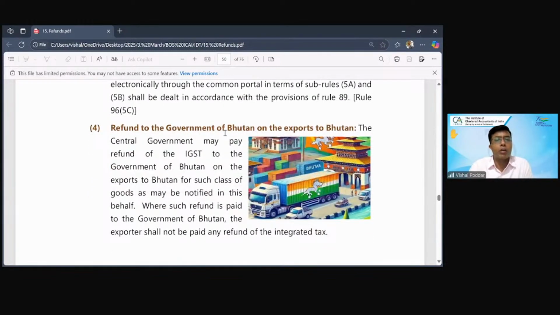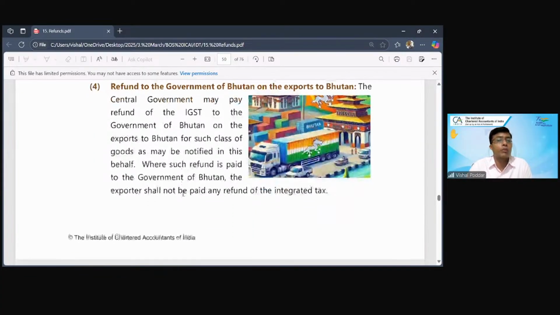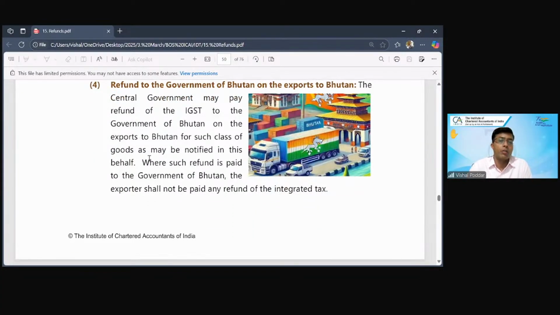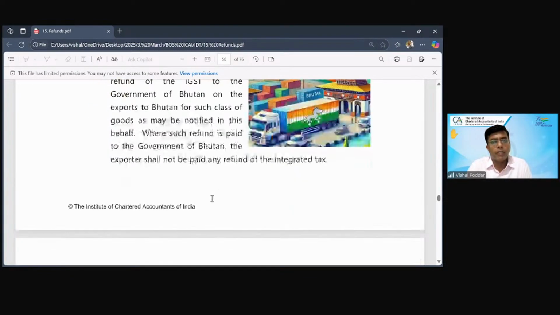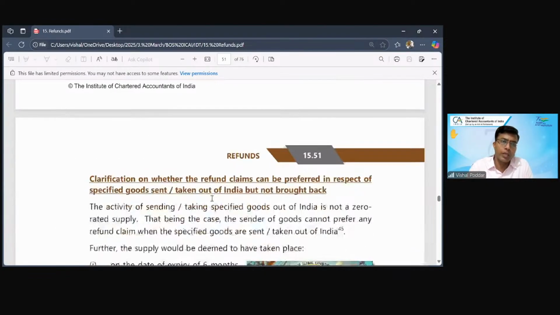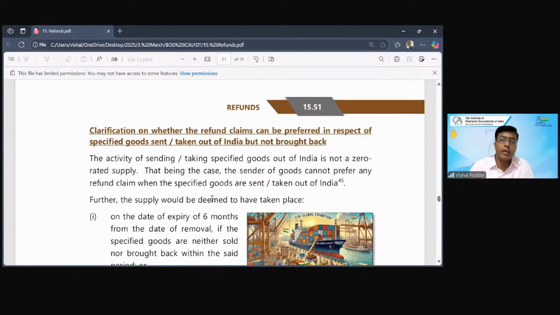Next, refund to the government of Bhutan on exports to Bhutan. The central government may pay the refund of IGST to the government of Bhutan on export to Bhutan for such class of goods as may be notified. Where such refund is paid to the government of Bhutan, the exporter shall not be paid any refund of this IGST. So for certain goods, our government has signed a particular agreement with Bhutan that you will be paying tax to the government and the government will not be refunding that tax to you. Why? Because it has to pass on this tax to the Bhutan government.